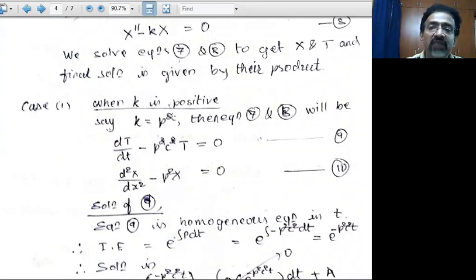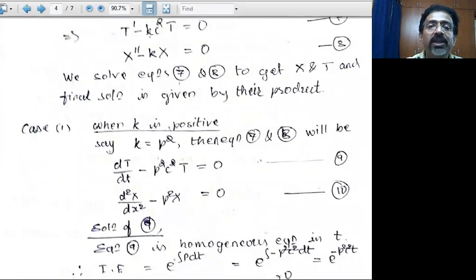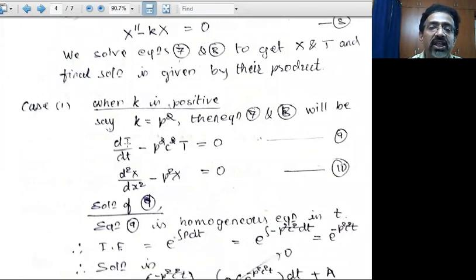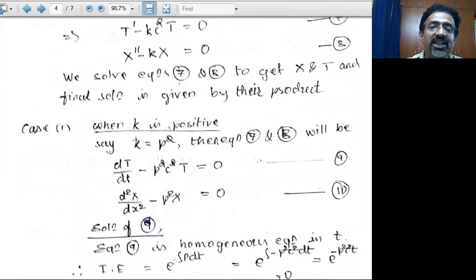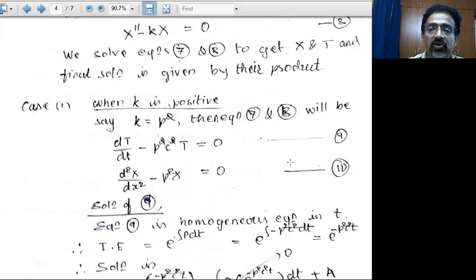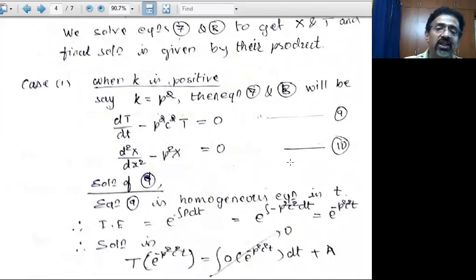Right. So if I replace k by p squared here, what I get is dT by dt, that is T dash, the differentiation of capital T with respect to small t: dT/dt minus p squared c squared times T is equal to 0. That is my ninth equation. And d squared X by dx squared minus p squared times capital X is equal to 0. That is my 10th equation.